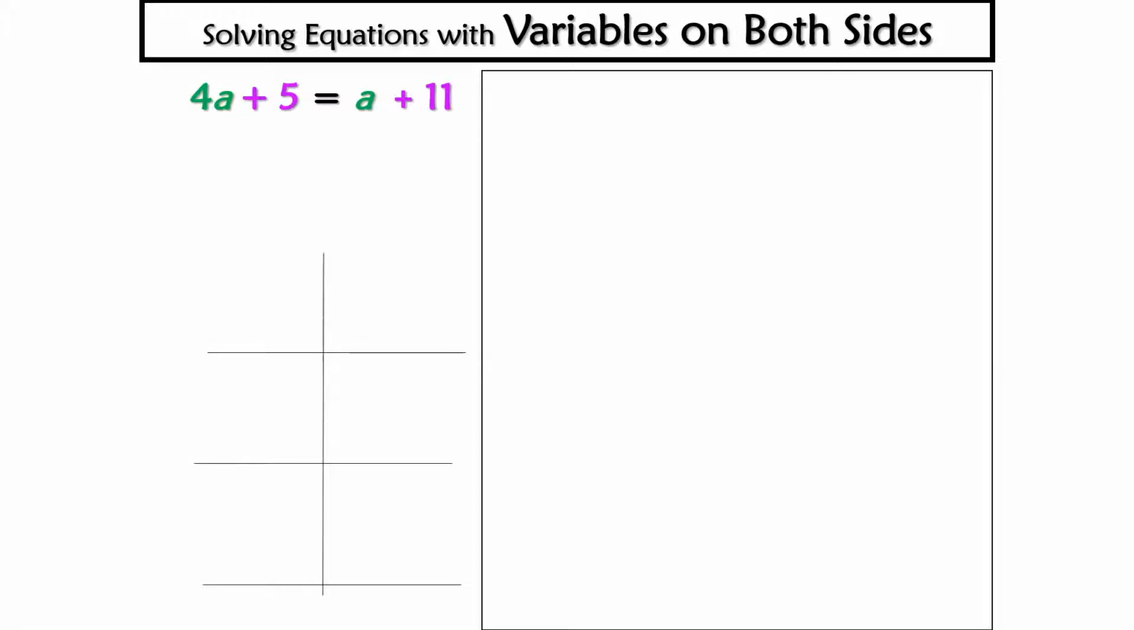Hi, this is Mr. Hood, and we're going to solve a multi-step equation with variables on both sides. When you look at the equation 4a + 5 = a + 11, we're reminded that the ultimate goal of all equations is to get the variable by itself. So in this case, that's going to require us to get the variables on one side of the equation. That's also going to mean that all the constants are going to end up on the other side.